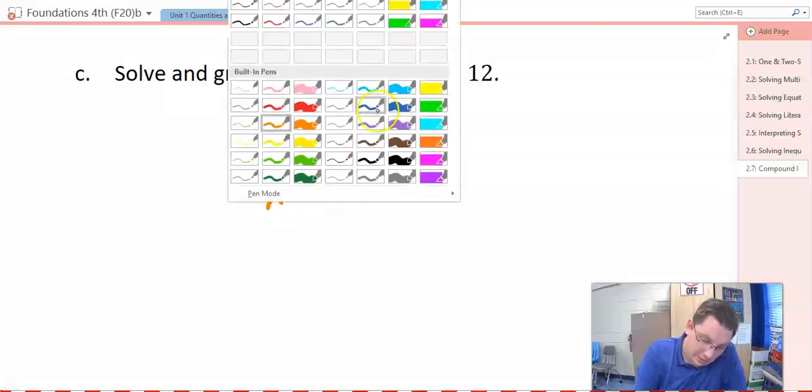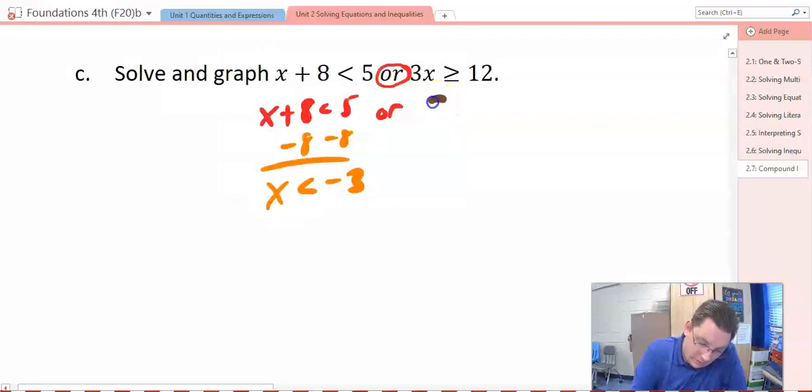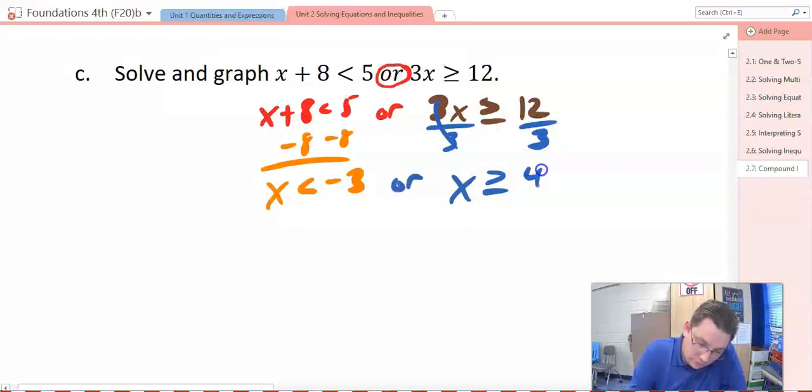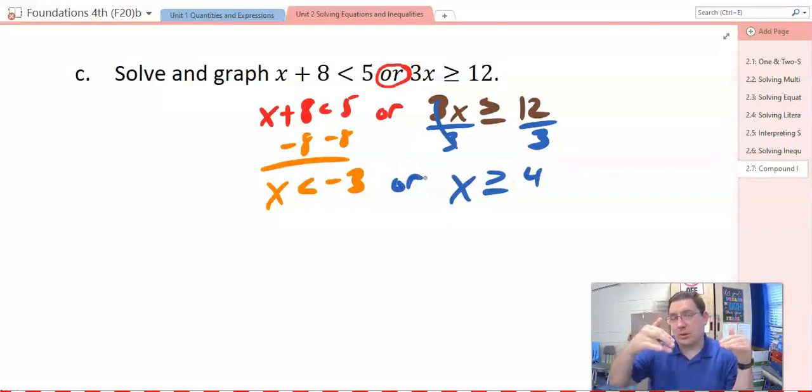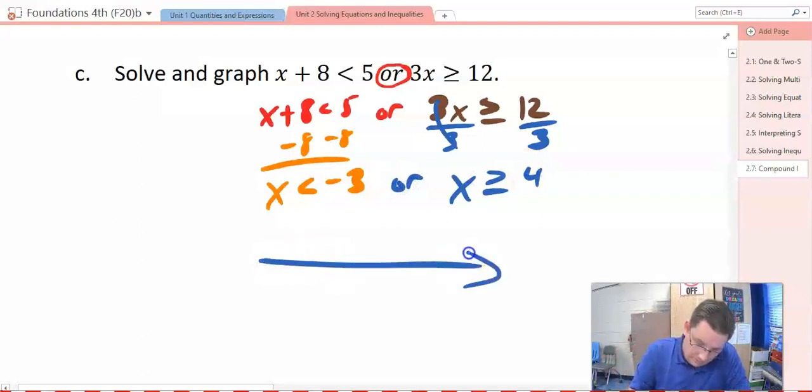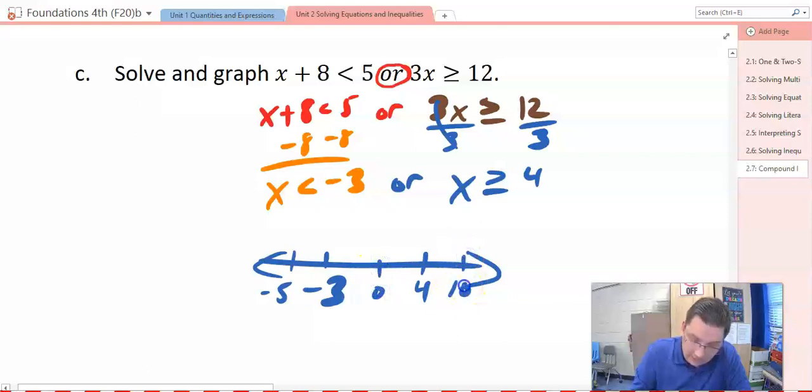And then we're going to do the same on the other side. So we've got 3x is greater than or equal to 12, which means I'm going to divide both sides by the 3 and get that x is greater than or equal to 4. And so in this problem, it's an or problem. So remember, we just take the two pieces, put them on one number line, and we're done. Now, again, special cases could come up, but in this one, this is not a special case. So we've got our negative 3, we've got our positive 4. To the left of negative 3 is a number like negative 5. In between negative 3 and 4 is 0. And to the right of positive 4 would be, let's say, 10.